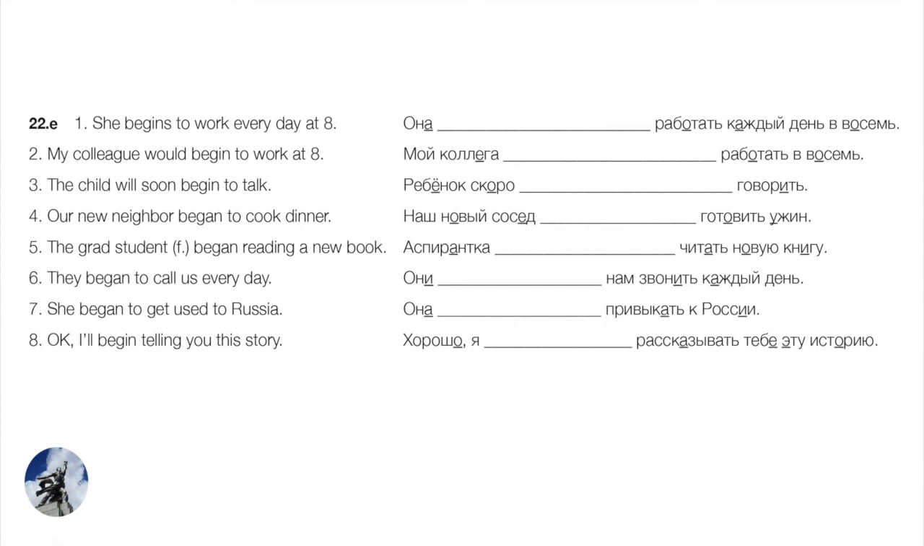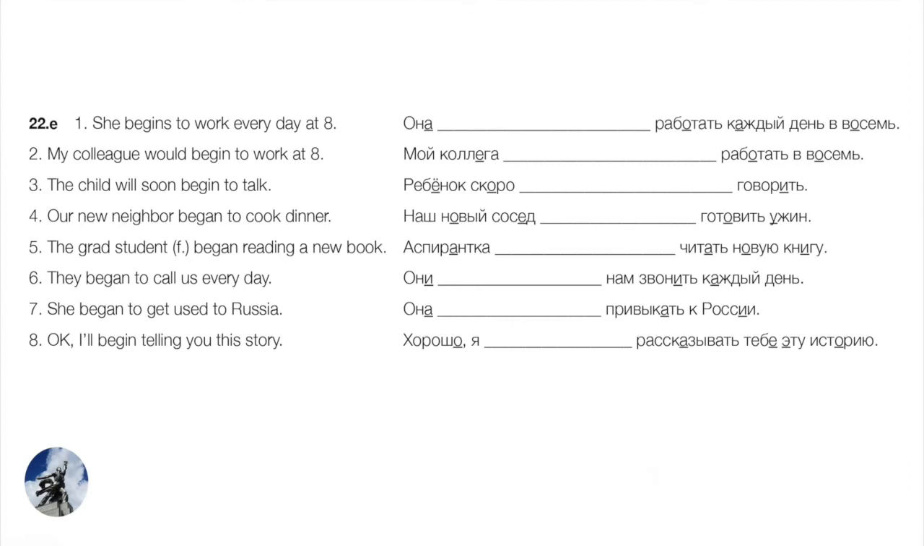Number 5, the grad student began reading a new book. Аспирантка. Okay, again, simple past. Sounds like she started reading it. It's not that she was in the process of beginning to read it. She simply started to read. Okay, аспирантка, a female grad student, начала читать новую книгу.